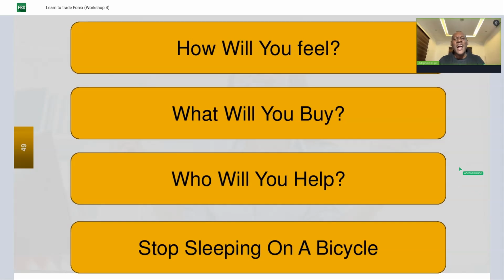Okay. So how will you feel when you have 700, and how many million was that? 740 million in the bank. How would you feel? How would you feel? Think about it. What would you buy?